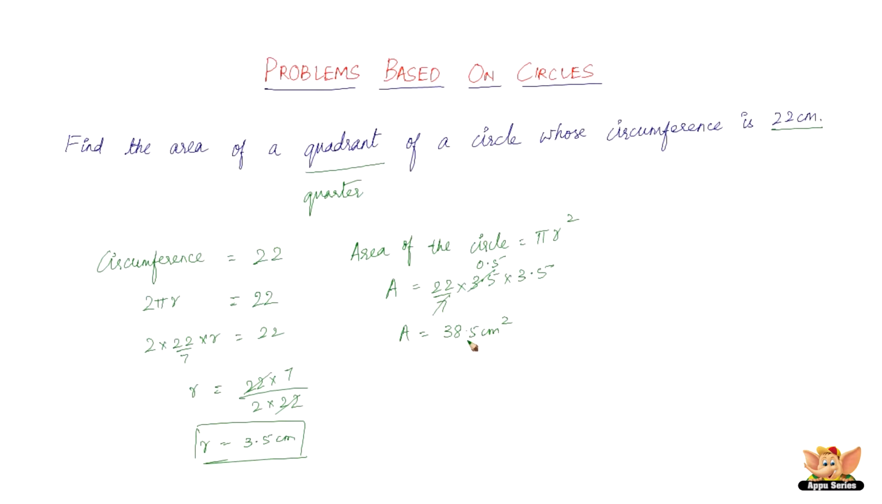but that's not what we need. We need the area of a quadrant of a circle, right? So this is the area of a full circle. We need just the area of a quadrant, the quarter of a circle. So just divide this by 4. So the area of a quadrant of a circle is 38.5 divided by 4, which is 9.625 centimeters square, right? Yes, it is. So this ends this problem.